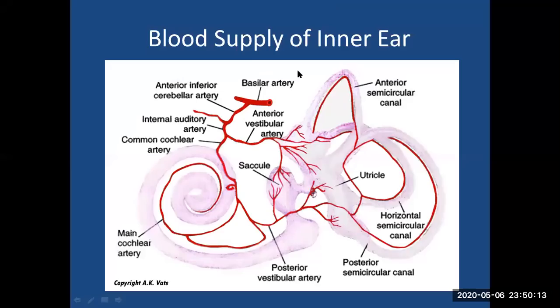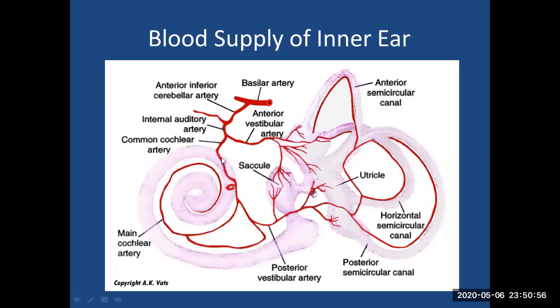The blood supply of the inner ear. The anterior semicircular canal, the horizontal semicircular canal, the posterior semicircular canal, saccule, utricle, and the cochlea are all supplied by the basilar artery. So the basilar artery branches into the anterior inferior cerebellar artery, and from there the anterior vestibular artery ends up supplying the anterior semicircular canal, utricle, and the horizontal semicircular canal. The anterior vestibular artery also supplies branches to the saccule, and the posterior semicircular canal receives its main supply from the main cochlear artery.